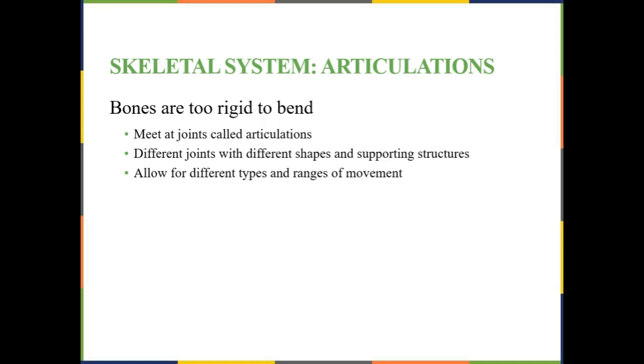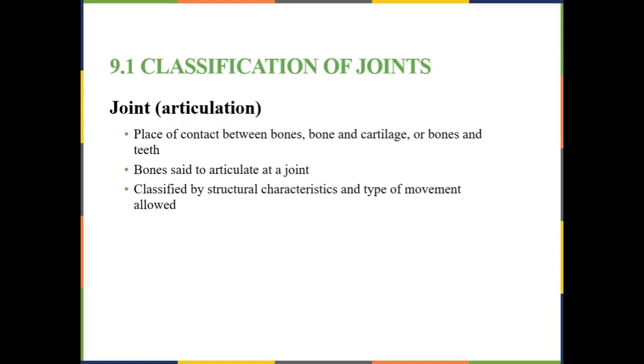Because bones are really hard, they don't bend, though we do have the collagen fibers that allow for slight flexibility. They are not bendable. Bones can't just bend normally. And so the joints are where bones tend to articulate or move. A joint or an articulation is a place where bones contact each other. Sometimes they contact each other, sometimes they contact cartilage, and sometimes bones contact teeth.